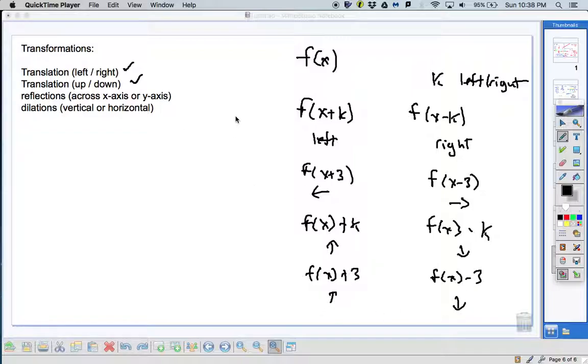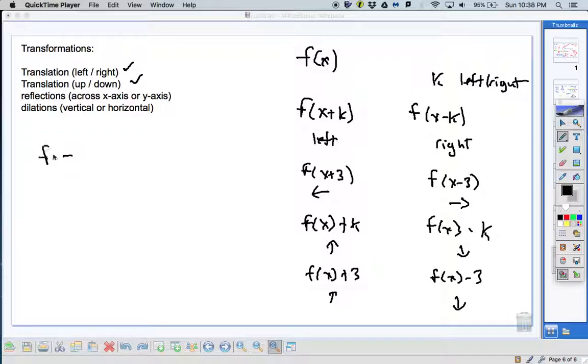Okay? And then reflections. Reflections are just a negative sign. Anytime you see a negative sign, that's a reflection. And it's just like before. If it's with the x, it's going to be flipping across the y-axis. And if it's with the outside, it will do the other one.